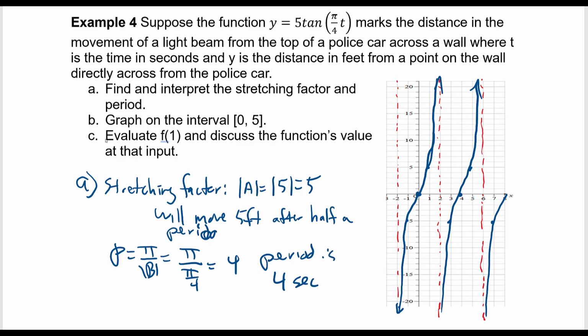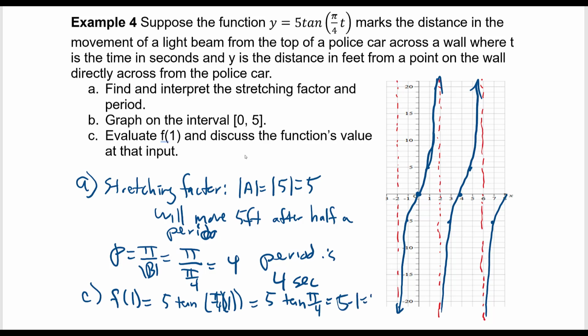There's still part C: evaluate f of 1 and discuss the function's value at that input. So for C, f of 1 is going to be 5 times tangent of pi over 4 times 1. So that's going to be 5 times tangent of pi over 4. Tangent of pi over 4 is 1, so 5 times 1 is 5. So that's the distance. After 1 second, it's 5 feet away. Okay.